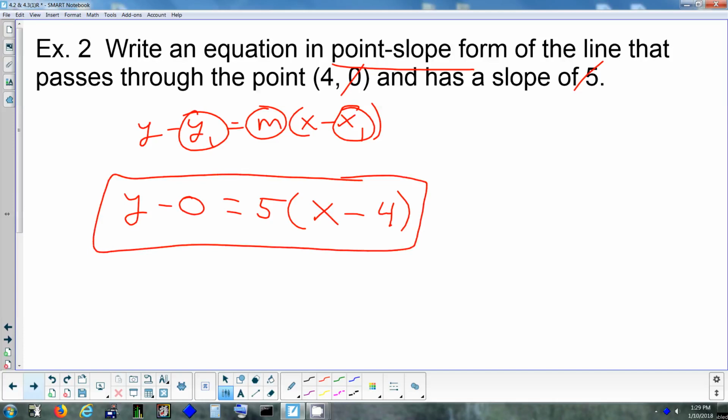Okay, if it's y equals mx plus b, that's slope-intercept. If it's like that, it's point slope. If Mr. Roy and I had you guys convert that, what would be the next step? You would distribute. You would distribute the 5.